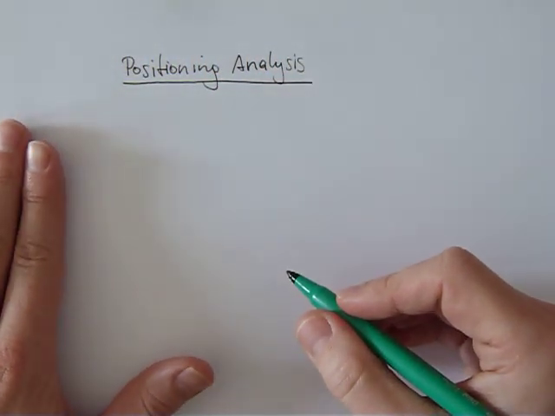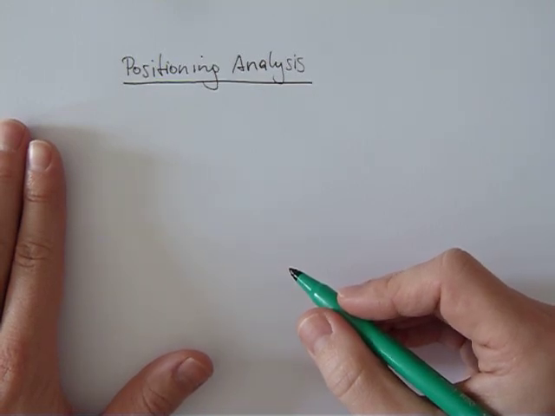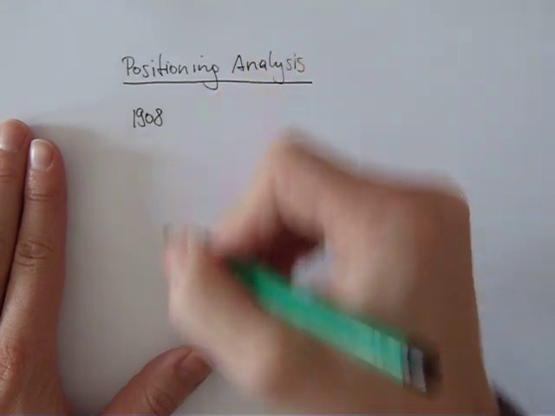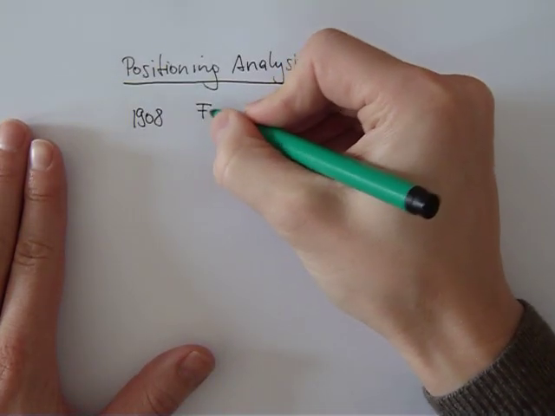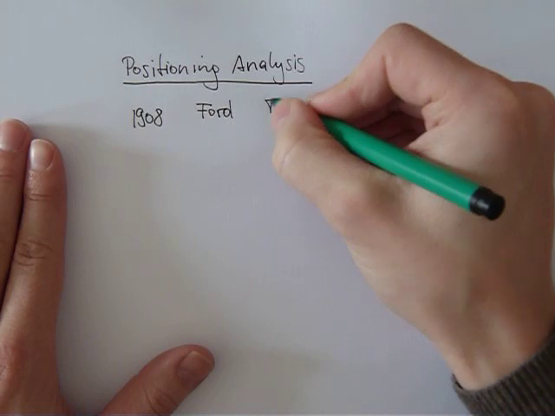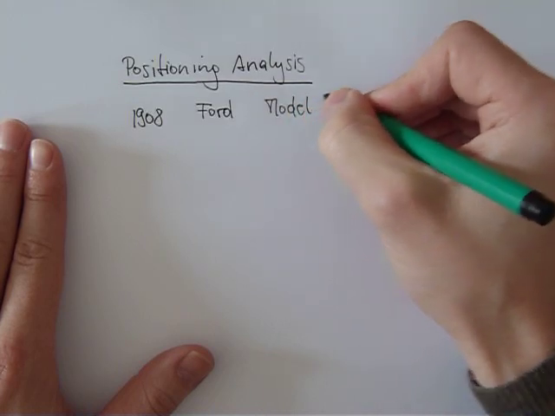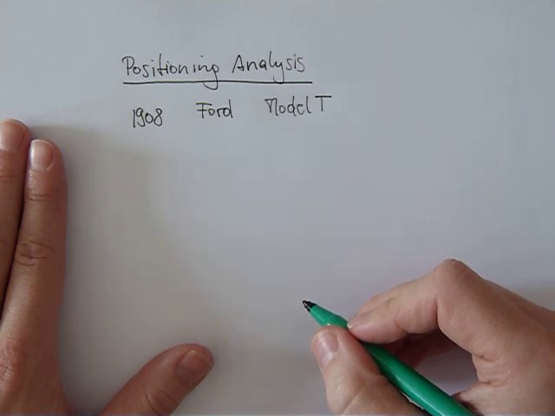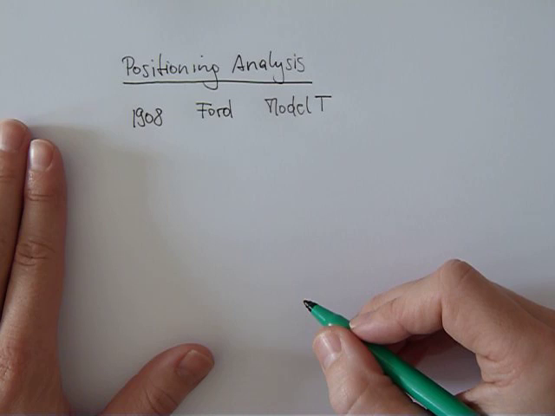How should you position yourself within a particular industry? In 1908, Henry Ford introduced the first Model T, a car that, unlike any other car produced at that particular point in time, was mass produced.